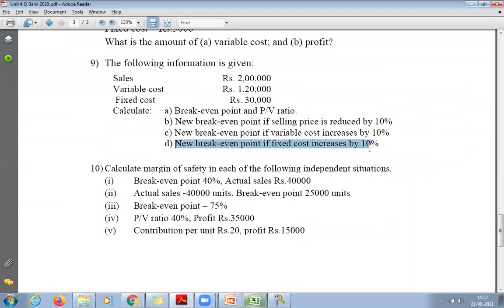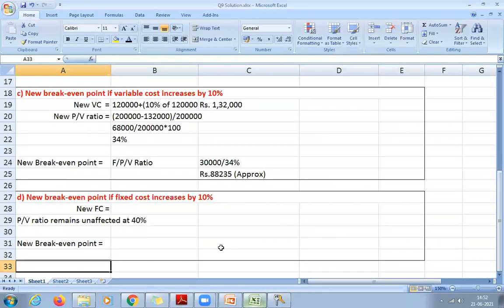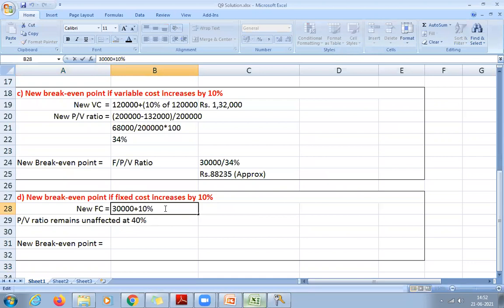Okay. And next, last scenario, what is changing now at last? Now fixed cost is increasing. Fixed cost is increasing by 10%. So what will be my new break-even point I have to calculate? And other things will be same. Sales will be same. Variable cost will be same. Only fixed cost will not be 30,000. It will be 30,000 plus 10%. Okay. So first let us calculate new fixed cost. So 30,000 plus 10% of 30,000.